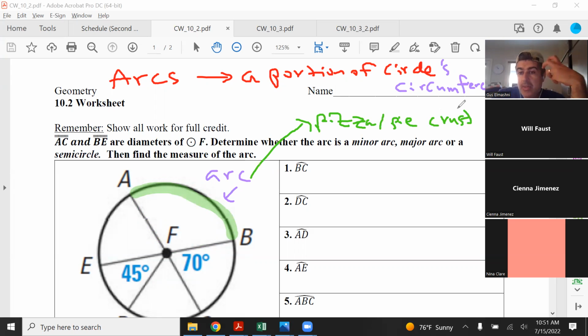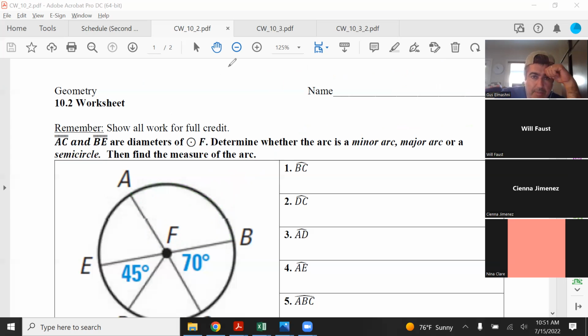So we're interested in knowing the length of these arcs, or arc length. There's a formula you can use, but a lot of it's dealing with proportions. We'll get into that in just a little bit. But for now, we're going to talk about minor, major, and semicircles. So a minor arc, let me draw another circle here.